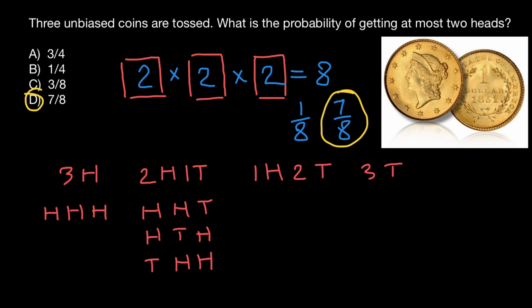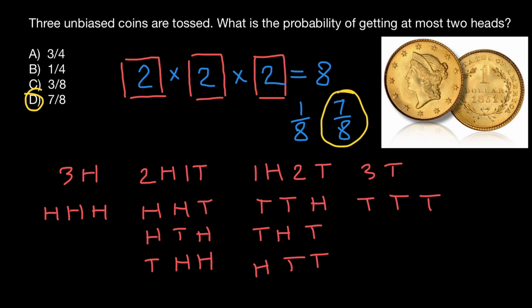And the same is possible with 1 head and 2 tails. So we can get the variant tail, tail, heads. We can also get tail, heads, tail, and we can also get heads, tail, tail. And the last variant, only one variant possible, is when all 3 coins are tails.